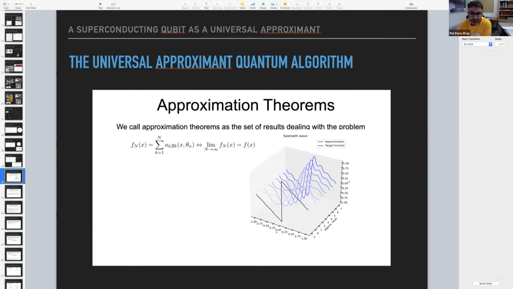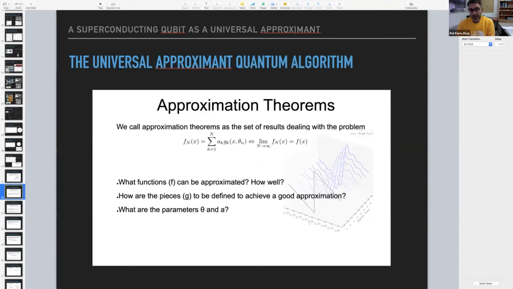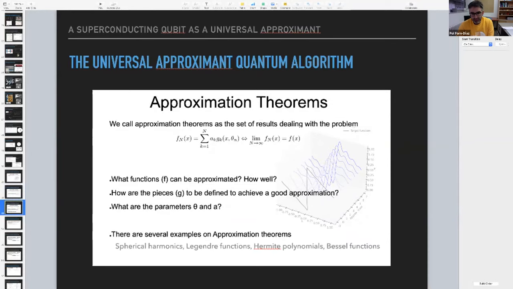Here is the example of this zigzag using Fourier components. Obviously, the Fourier series is one of these examples. But the question is, what kind of functions can be approximated here? How well? And what are these individual elements and these parameters in these functions? There are some examples for these functions: the spherical harmonics, Legendre functions, Hermite polynomials, Bessel functions. So this is already well known in mathematics.